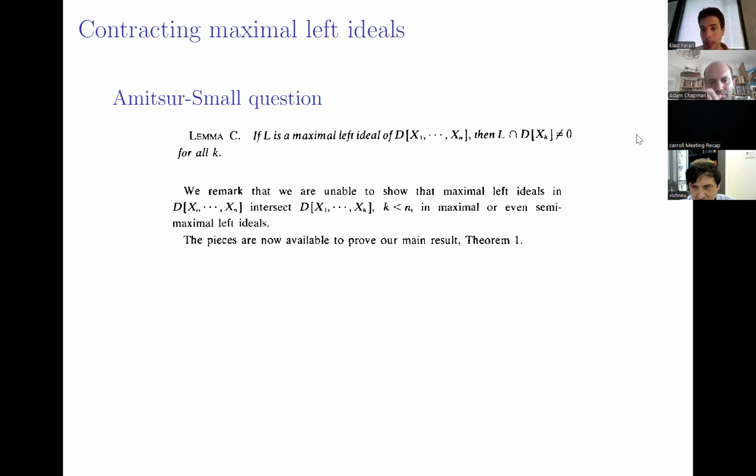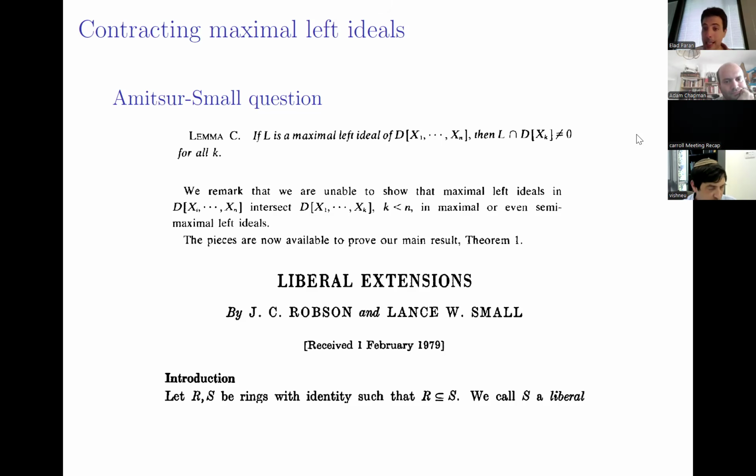Now, semi-maximal left ideals simply means that it is an intersection of finitely many maximal left ideals. So they raise two questions here: is maximality preserved, and is semi-maximality preserved? The second of these questions was answered a year later by Robson and Small. They showed the following.